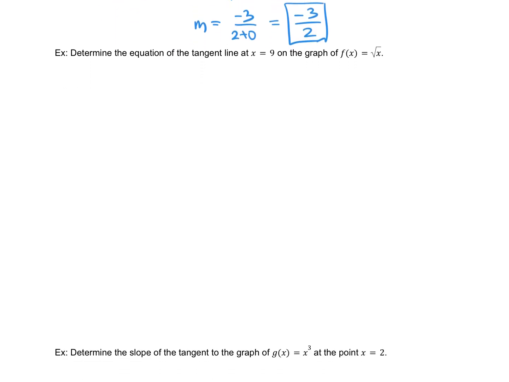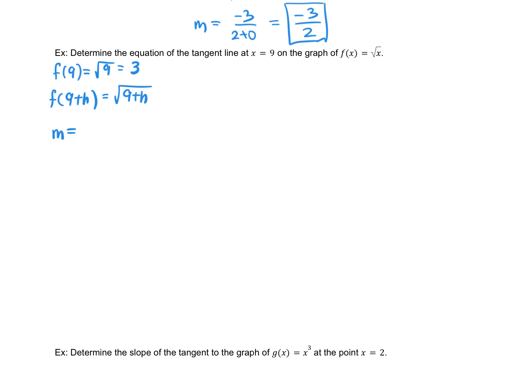Let's try a square root function now. So we want to determine the equation of the tangent line at x equals 9 on the graph of f of x equals the square root of x. So first, let's figure out f at 9. F at 9 is the square root of 9, which is just 3. And I need f at 9 plus h, which is the square root of 9 plus h. So I can't clean that up more than this. So now let's go to that difference quotient.